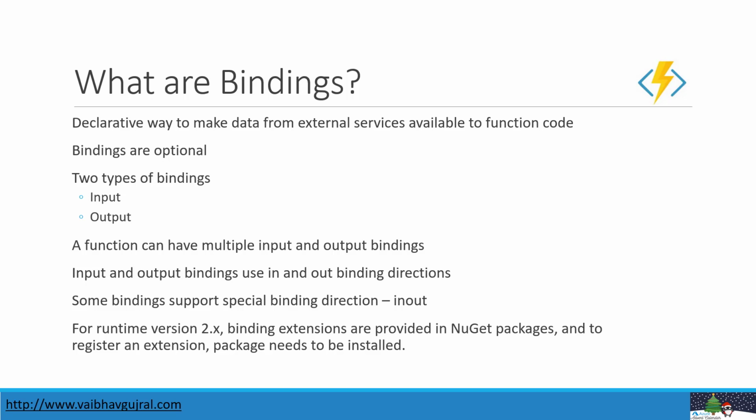As I said, there could be two types of bindings, input and output. A function can have multiple input and output bindings. Input and output bindings use in and out binding directions. Some bindings support a special binding direction, in-out, indicating they support both in and out directions. For Runtime version 2.x, binding extensions are provided in NuGet packages, and to register an extension, the package needs to be installed. The same applies for version 3.x.